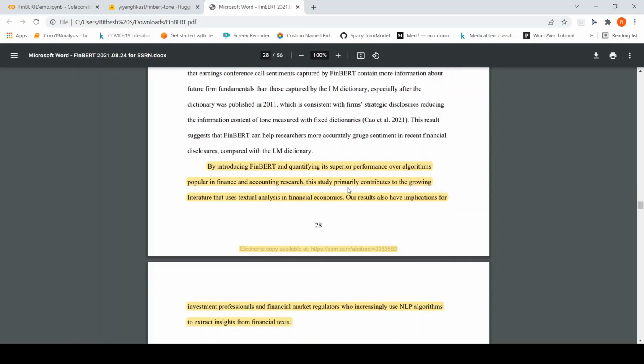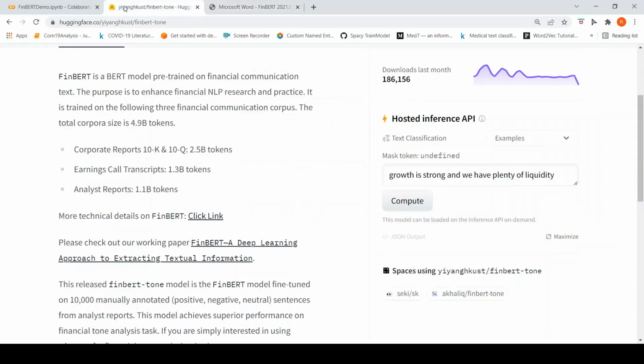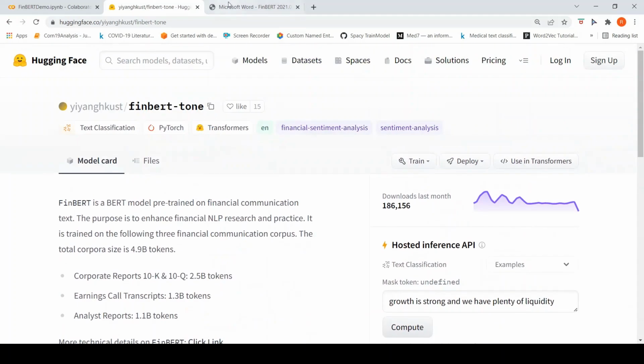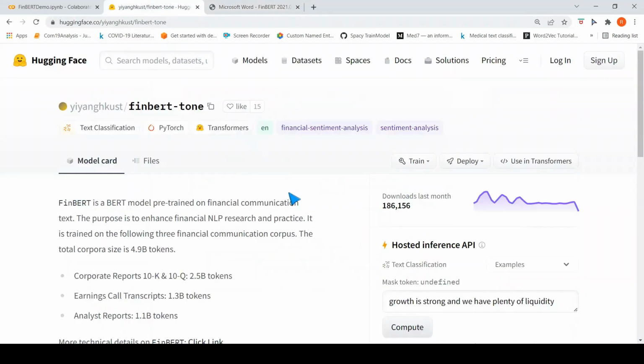Okay. And they are saying that by introducing finbert and quantifying its superior performance over algorithms popular in finance and accounting research, this study primarily contributes to the growing literature that uses textual analysis in financial economics. They say these results have implications for investment professionals and financial market regulators who increasingly use NLP algorithms to extract insights from financial texts. So if you are working in the financial domain, you can use finbert to do sentiment analysis of financial text. They also say somewhere in this paper that you could use these BERT embeddings, which you get on financial text from finbert, for further downstream tasks. Maybe it could be financial document classification and so on.